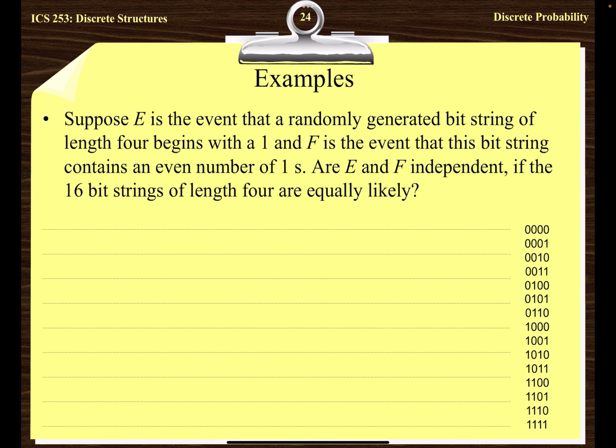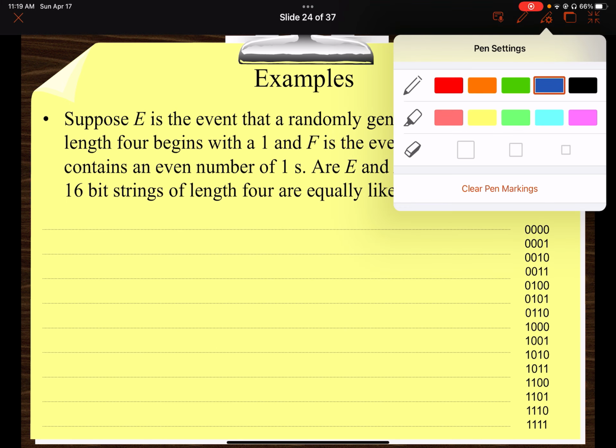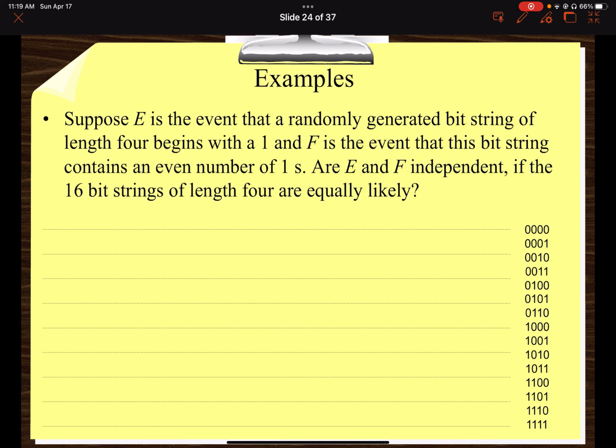So now the question is, I need to mark which outcomes belong to E, which outcomes belong to F, right? So which outcomes belong to E? What is E? It begins with a 1, right? So which ones begin with a 1? All the second half, right? All the second half. So let's mark them. So basically, all these outcomes belong to E.